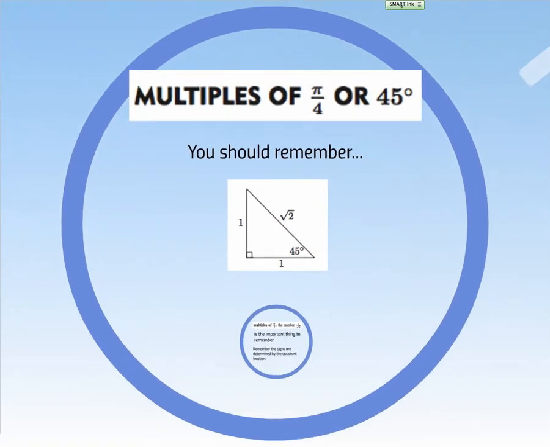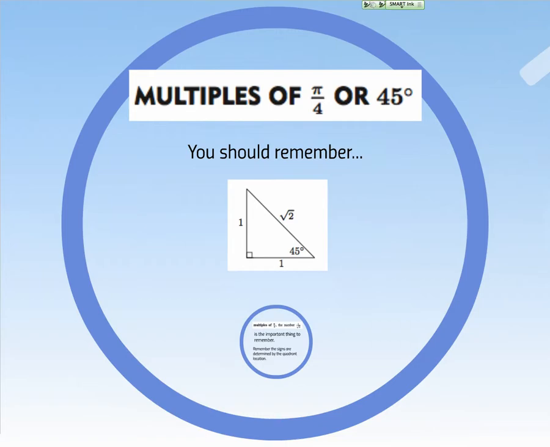So we're starting with the multiples of pi over 4, or, as we just mentioned, 45 degrees. So we can have this right triangle here, and when we have that 45-degree angle, if we think of our legs as being 1 unit long, then our hypotenuse is the square root of 2.